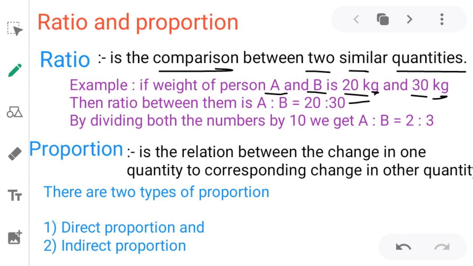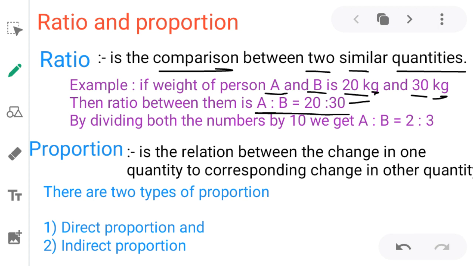Then the ratio between A and B is denoted by two dots, called "is to". The ratio between two quantities or two persons is taken as "is to". It is denoted by two dots. So A is to B equals 20 is to 30. This is the ratio between A and B persons in case of weight.